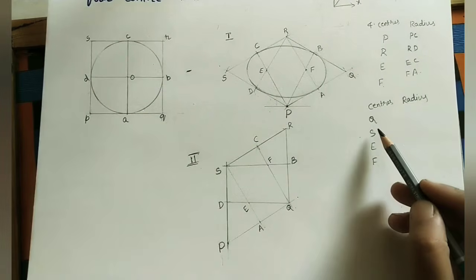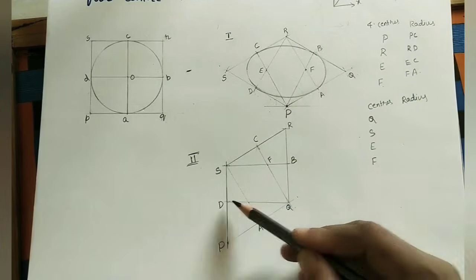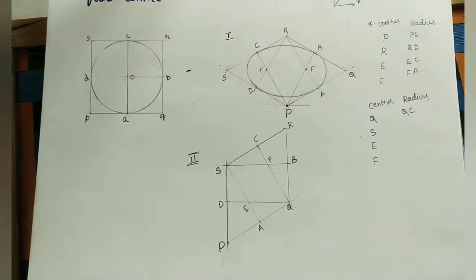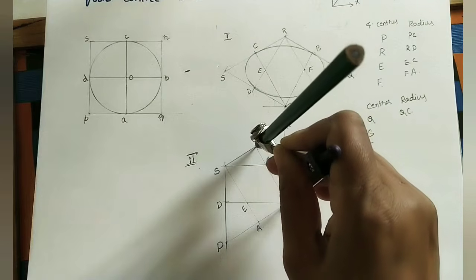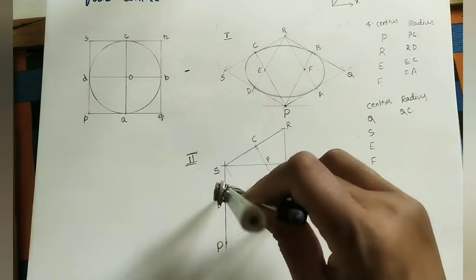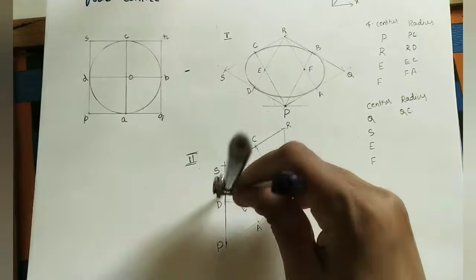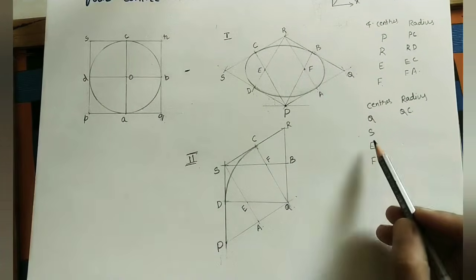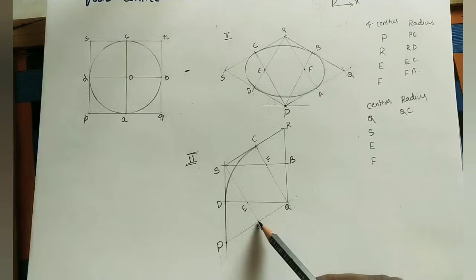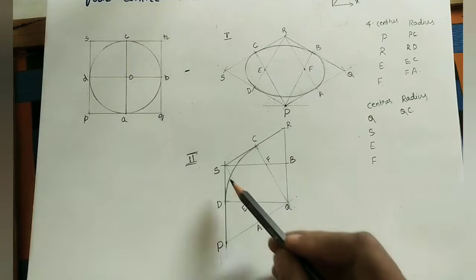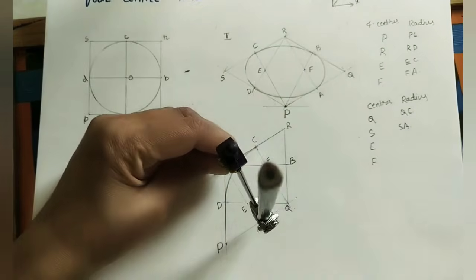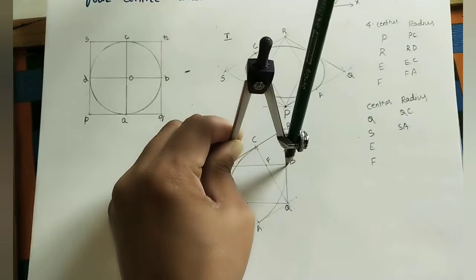Now these are the centers. And what is the radius? If Q is the center, we can take this radius or this radius. QC radius, I will write here. Q as center, QC radius. Just do an arc like this. And the next center is S. What is the radius? Here we will get one arc, SA radius or SB radius. I will write here SA radius. Do an arc here, A and B.